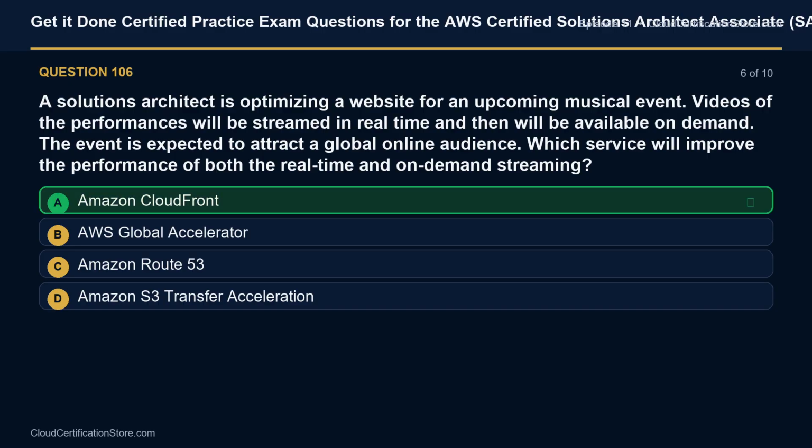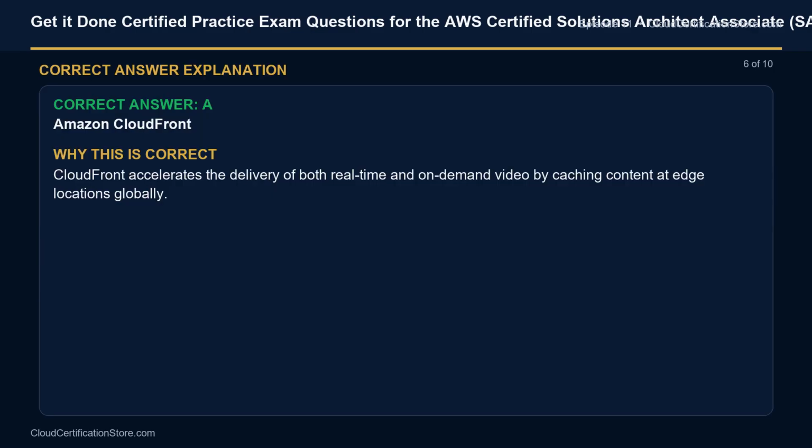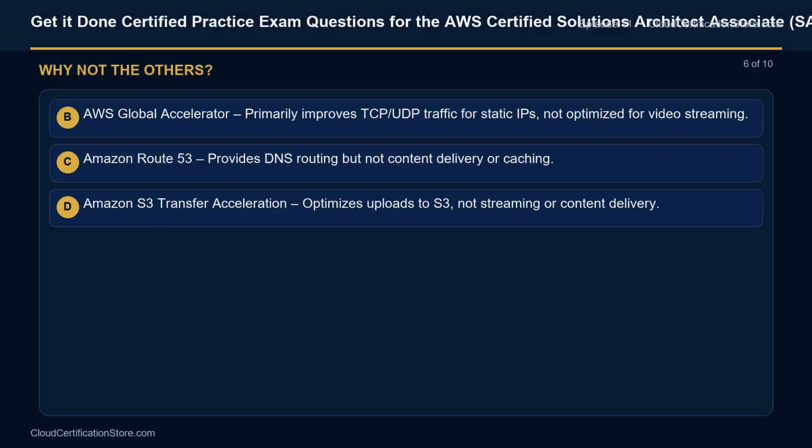The correct answer is A. Amazon CloudFront. Explanation. CloudFront accelerates the delivery of both real-time and on-demand video by caching content at edge locations globally. Why not option B? AWS Global Accelerator primarily improves TCP/UDP traffic for static IPs, not optimized for video streaming.